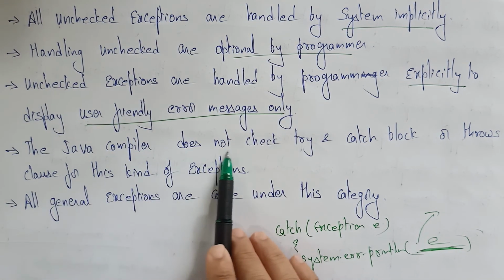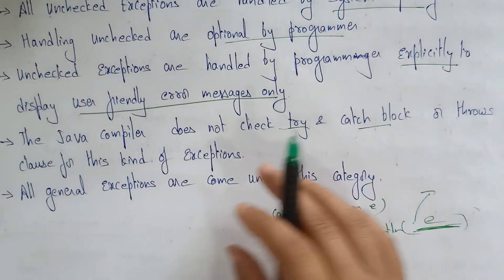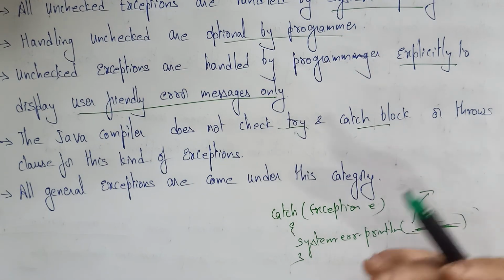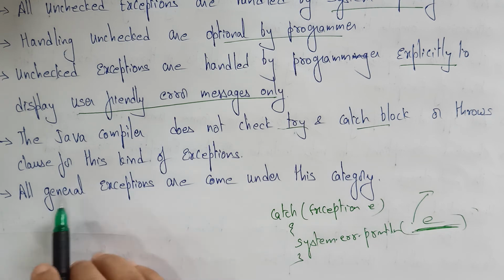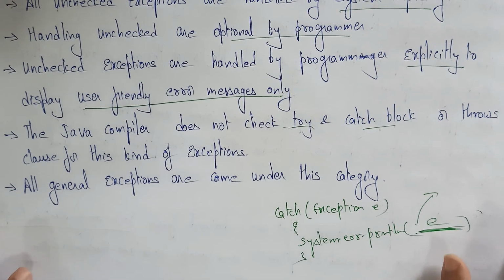The Java compiler does not check try-catch blocks or throws clauses for this kind of exception. So the Java compiler is not going to check the catch or the try, it is not checking anything. It is just displaying a message, that's it. System.err.println tries to display the message. All general exceptions come under this category, meaning all general exceptions are unchecked exceptions only.